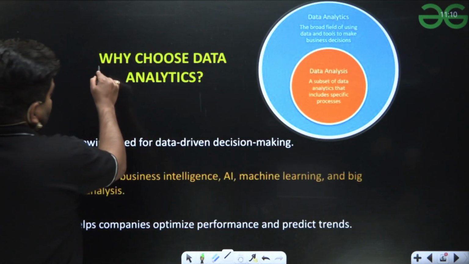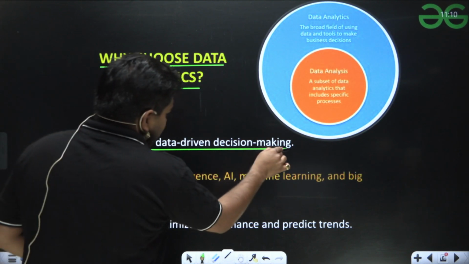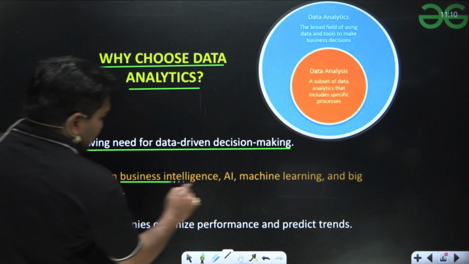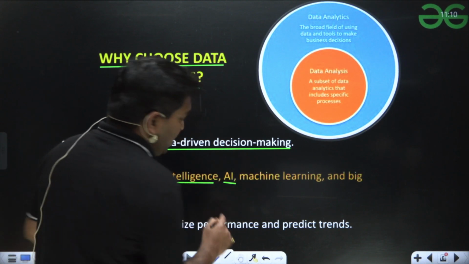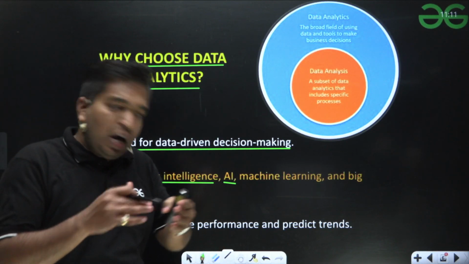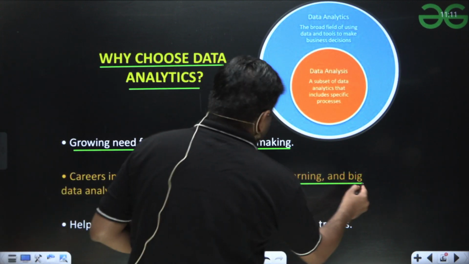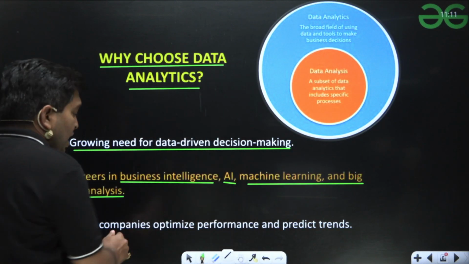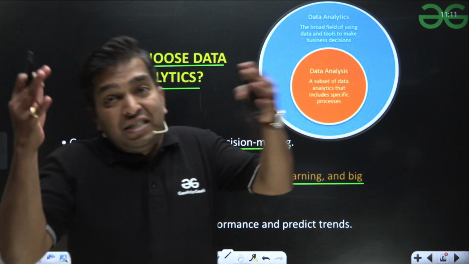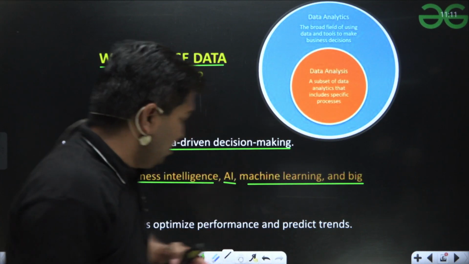So why choose data analysis? DA is growing because of the need for data-driven decision making. What are the careers in DA? Business intelligence, AI. You know AI is today's growing field, and there are so many companies doing tremendous work on AI, machine learning and big data like Hadoop, big data analysis. DA is used to optimize and analyze trends, and based on that, companies use it for business decision making. So these are the things about DA.